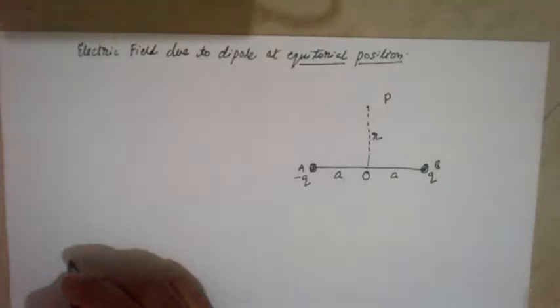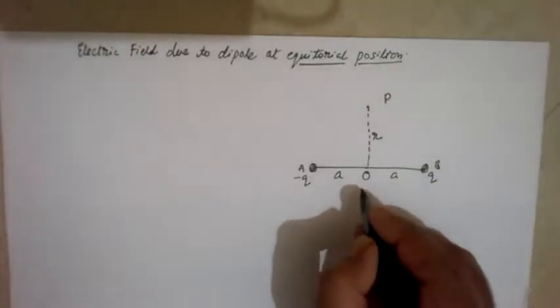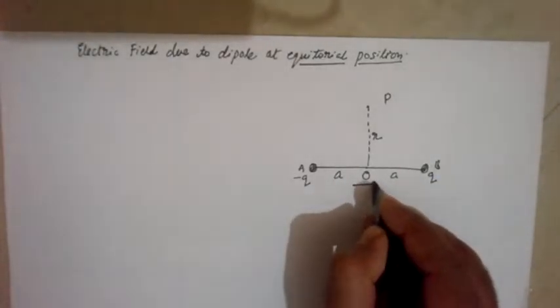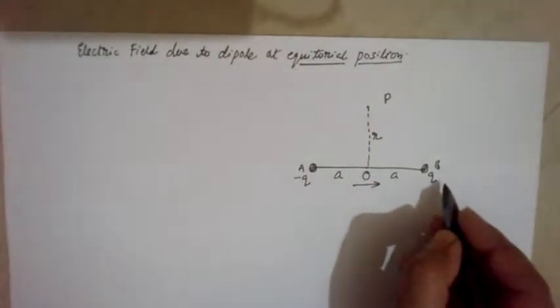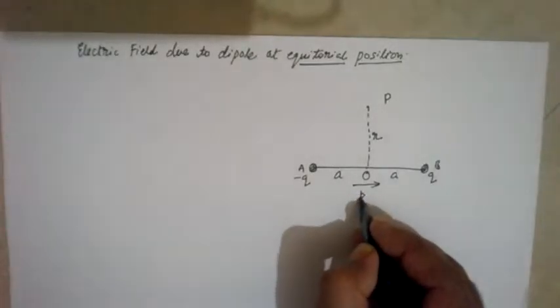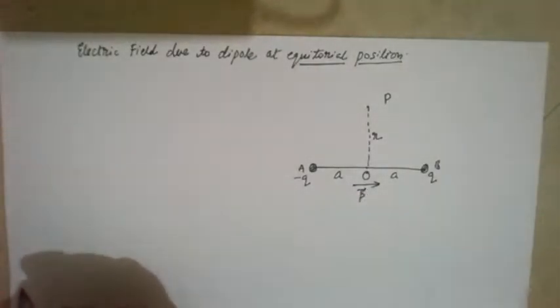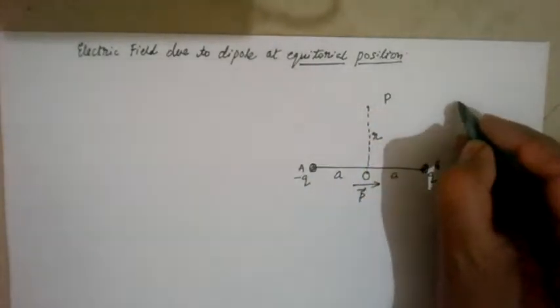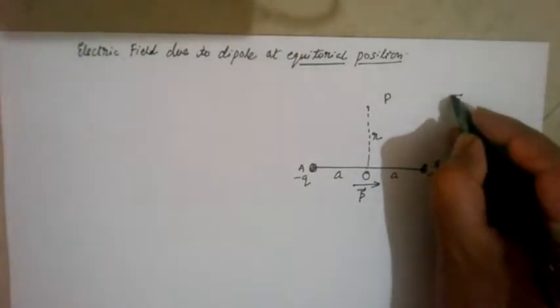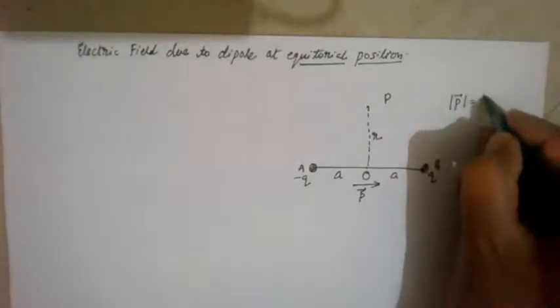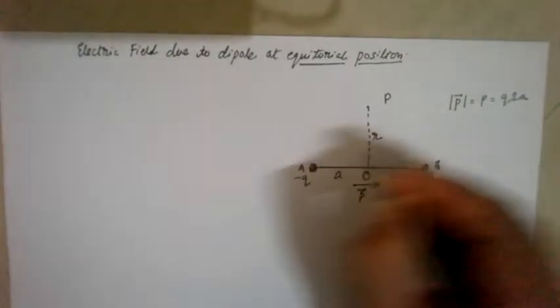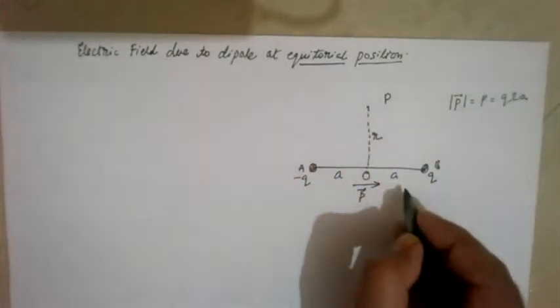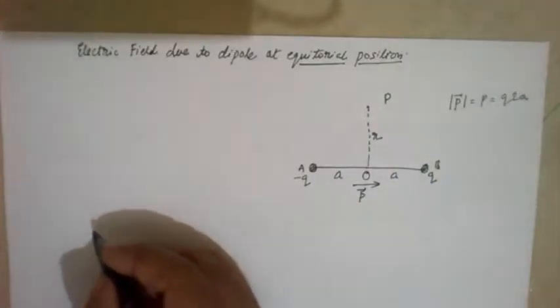First of all, I will mark the direction of the electric dipole moment. The electric dipole moment vector is from the negative charge to the positive charge, and this is the p vector. As we already know, the magnitude of the p vector is equal to q into 2a, where q is the magnitude of either of these charges and 2a is the distance between them.